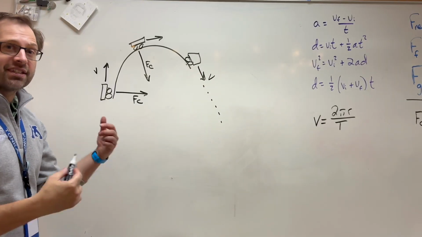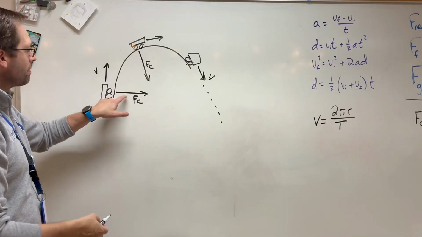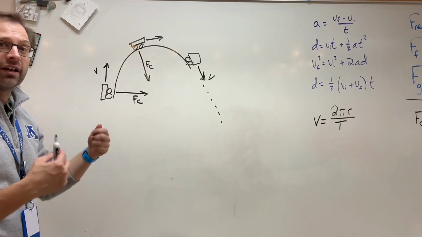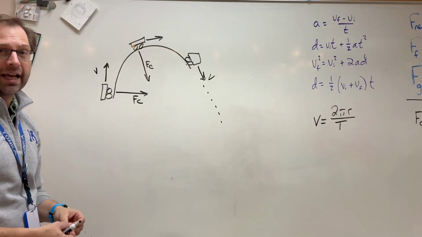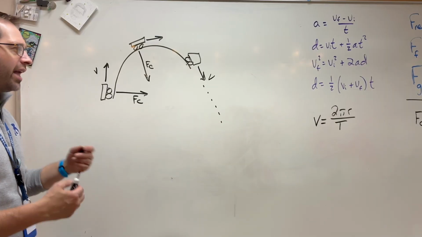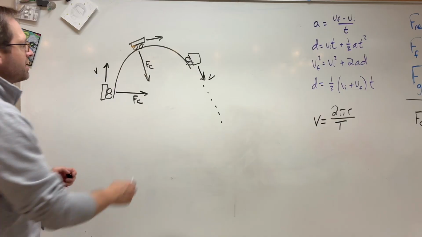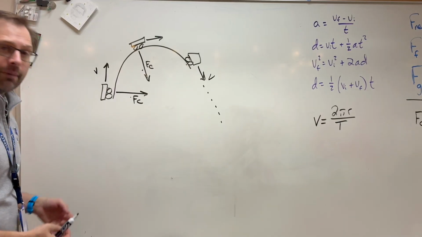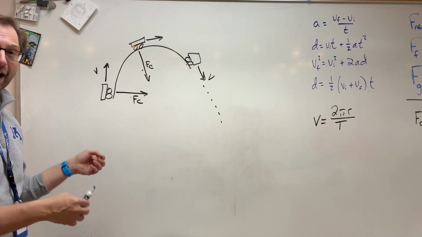We need to have a center-seeking force, the centripetal force, at every point along the circle for the object to complete that circle path. And that's what we're going to be taking a look at: where does that center-seeking force come from? In a car example, it comes from the friction between the tires and the road.